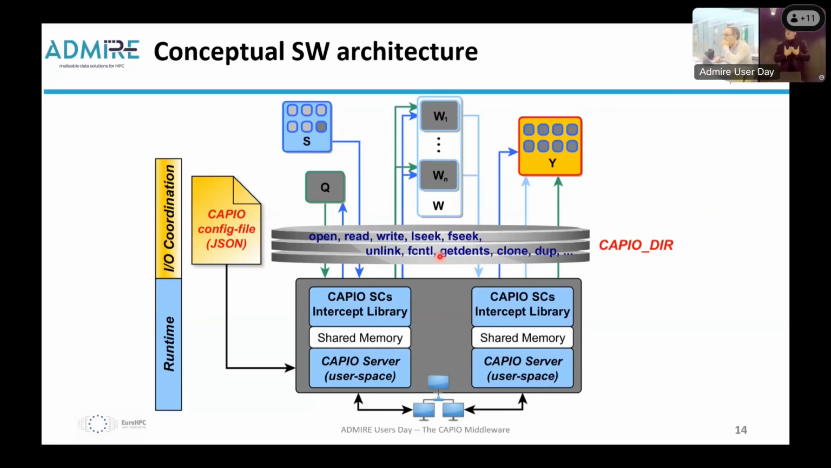So we intercept the system calls of the applications, okay? We call this CAPIO dir a kind of mount point, where all the system calls to files contained in that directory will be intercepted transparently, and through the coordination file, the semantics is enforced by the runtime system. So for the application, it's totally transparent.